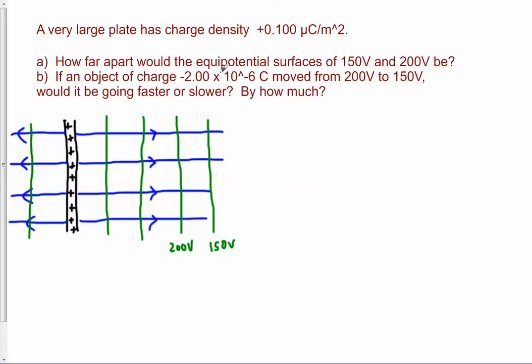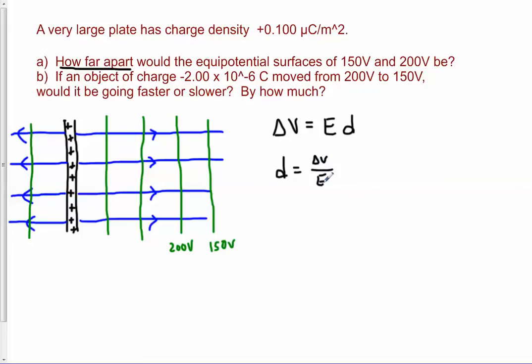Now let's do the math that answers the question. The operating formula in a uniform electric field that connects that electric field to the potential is delta V equals E times D, right? The change in potential is the electric field times the distance. So we are looking for the distance, right? That's the question, how far apart. So D should be delta V over E.